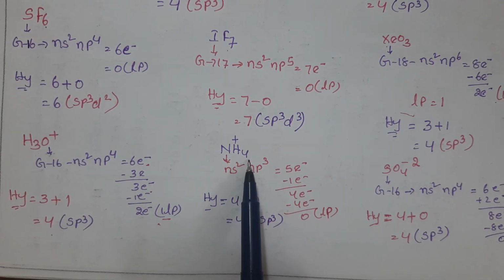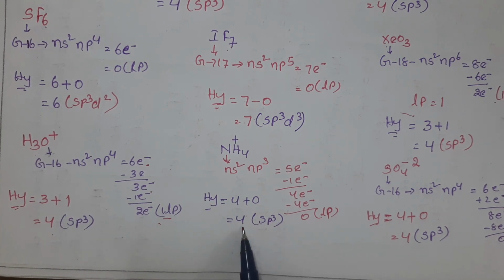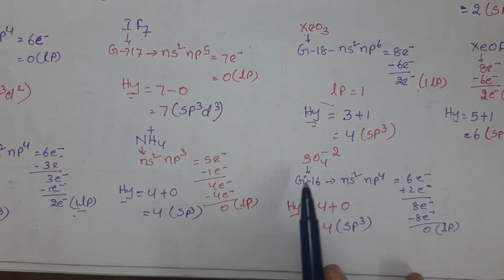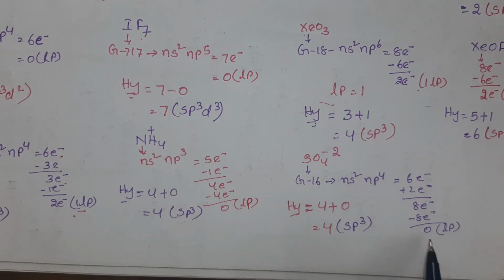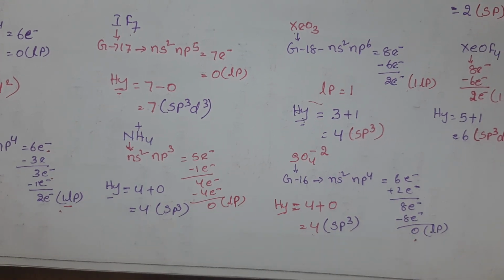Next, in NH4+ also, 0 lone pairs, so the answer is 4, sp3 hybridization. And in SO4 2- also, 0 lone pairs, and the answer is 4, sp3 hybridization. Okay students, I hope you understood today's topic. It is a very, very simple and easy trick.